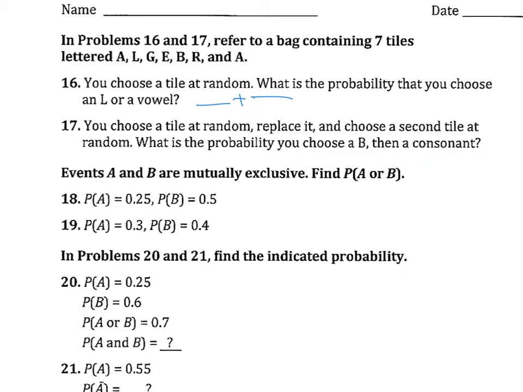A consonant would be L, G, B, or R. They're not vowels. A, E, I, O, U are vowels. Okay, so on this one, it's what's the probability you choose the letter B, and then you're going to put that tile back, and then you try to choose a consonant. So again, you're going to add the two fractions together like we did in number 16.